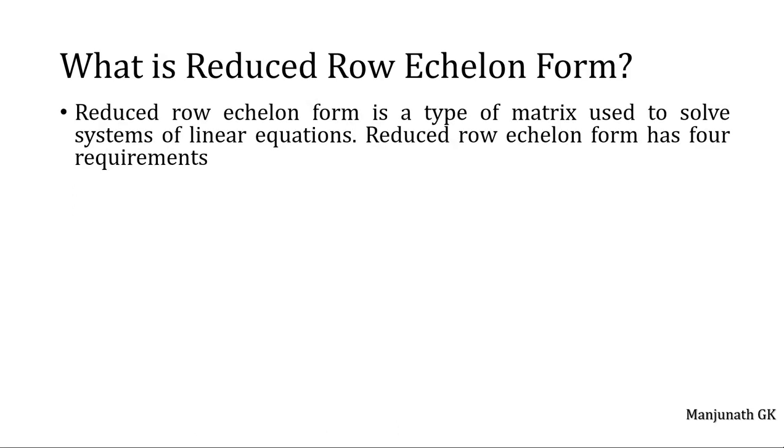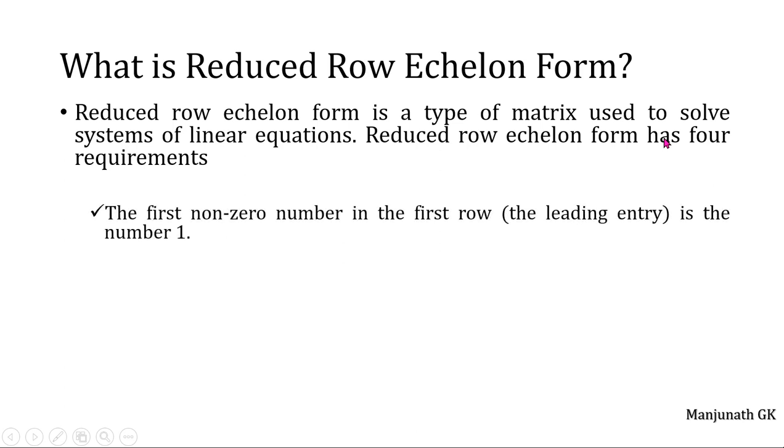Okay, let us discuss here. Reduced row echelon form is a type of matrix used to solve systems of linear equations. Reduced row echelon form has four requirements. The first non-zero number in the first row should be 1.